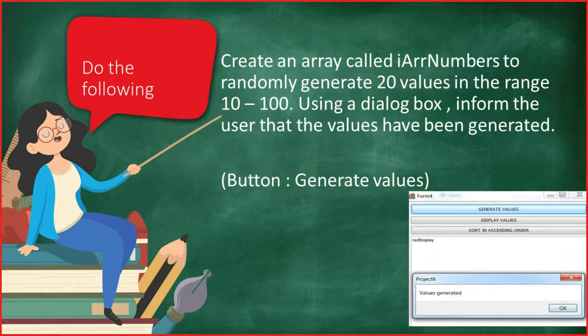Okay, so using a dialog box, inform the user that the values have been generated. Now what you will see is that the generate button is a really simple thing. I didn't try to make it too complicated because my aim was to demonstrate the sorting. We didn't want to make it so complicated that you lose the objective of this question, which is the sorting principle.